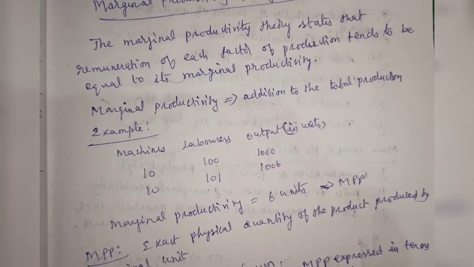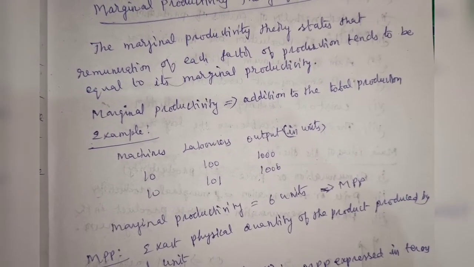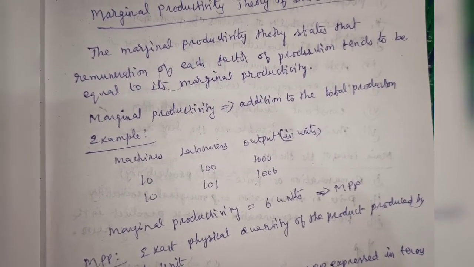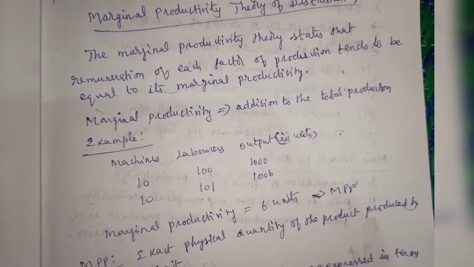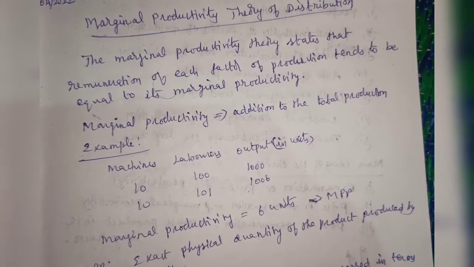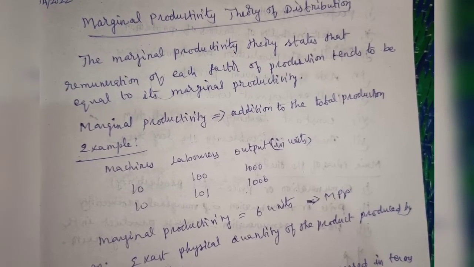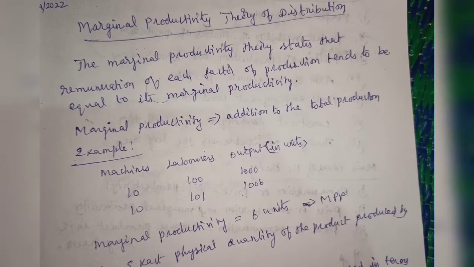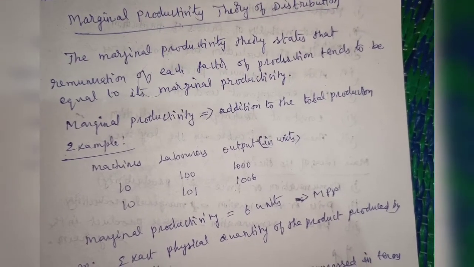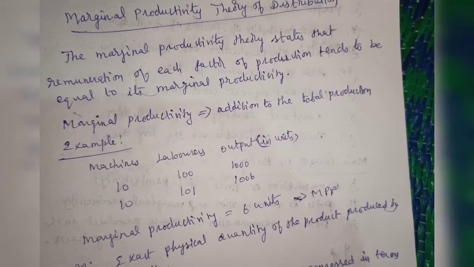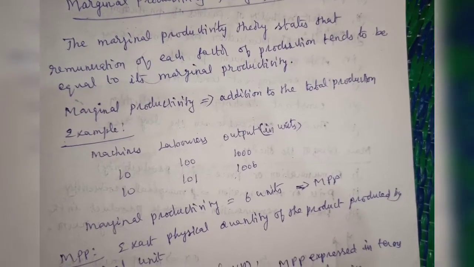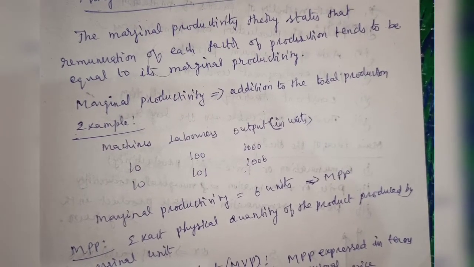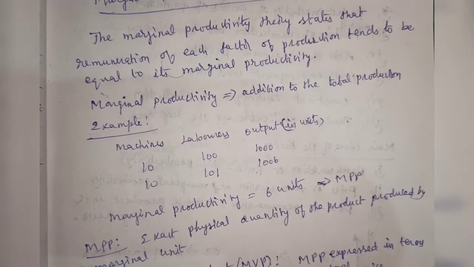Before that, we can discuss what the factors of production are. Land, labor, capital, and organization are the factors of production. For land, we give rent, and for the laborer, wage is given. That is the remuneration. For capital, interest is given. And for coordinating all these factors, the organization enjoys profit. So profit is the remuneration for the organization or for an entrepreneur.